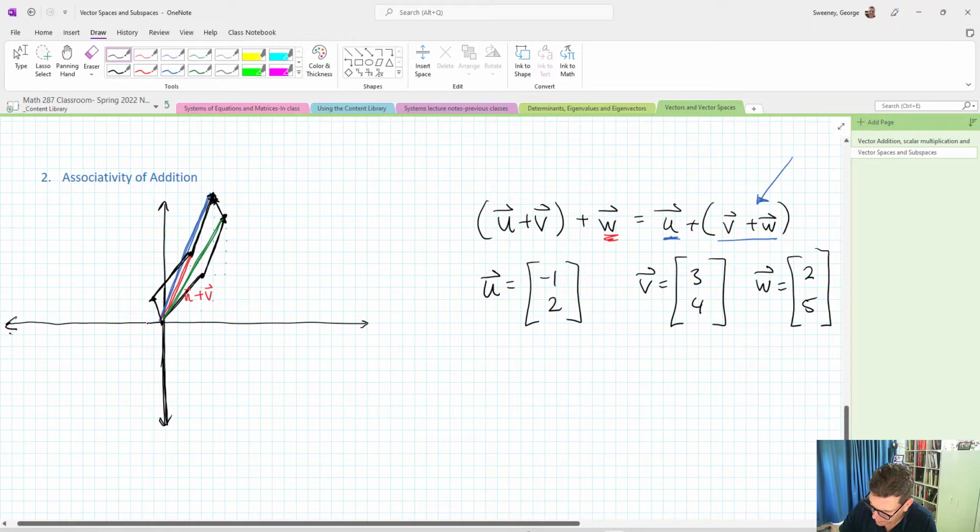And there we go. You can see, once again, we've got the blue line. We've just gone in a different direction to get there. So the green line here, that was v plus w. We did v plus w first because it was in parentheses, and then we added the u. And that's associativity of addition.